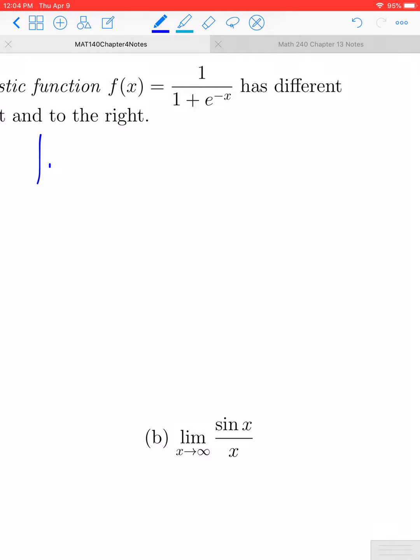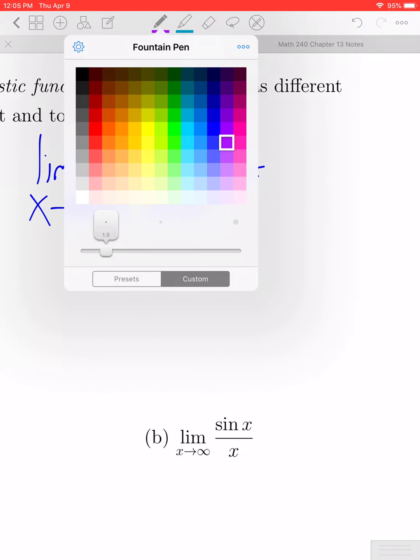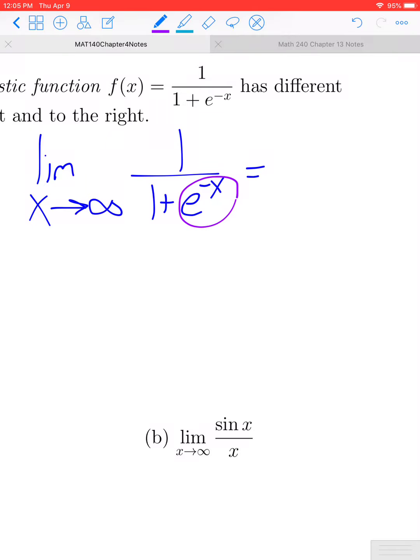Now let's look at the limit as x approaches positive infinity of 1 divided by 1 plus e to the negative x. To this we can directly apply our limit theorem. We saw from the notes that as x approaches positive infinity, e to the negative x will approach 0. So directly this is set up so that this will approach 0. So overall our limit's going to be 1 divided by 1 plus 0, which will be equal to 1.